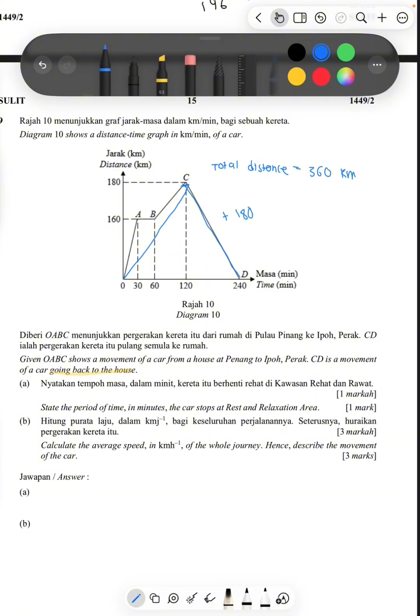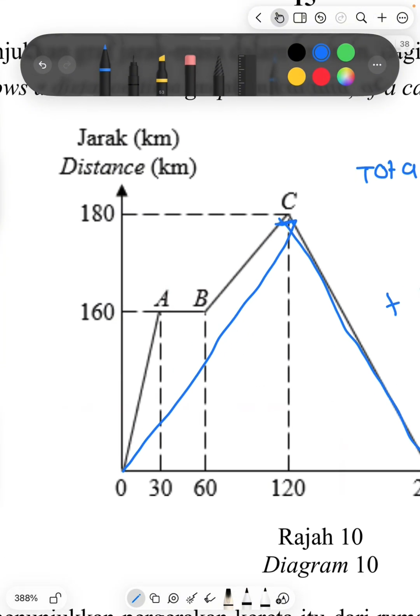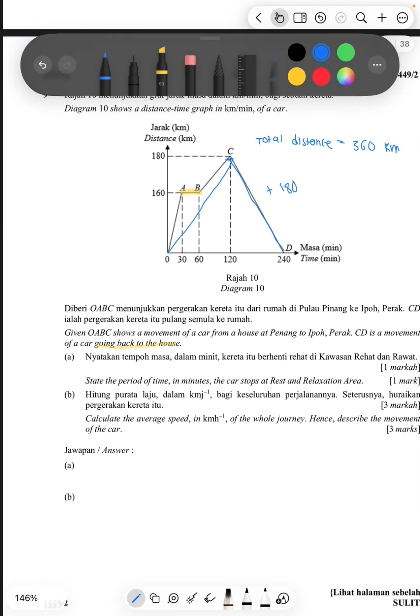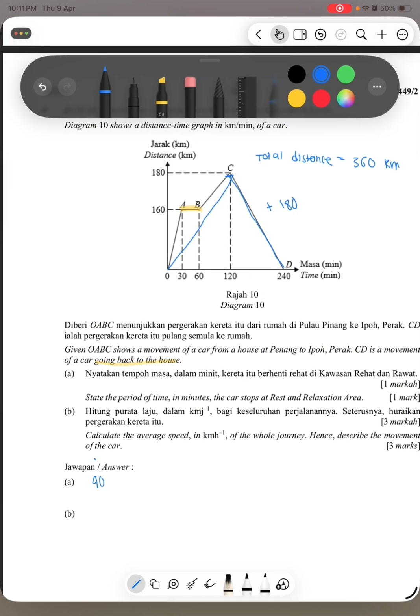Okay. Now, state the period of time the car stops and rests at the relaxation area. When you stop and rest, it's going to be a straight line. So just take 60 minus 20. You get 40 minutes.